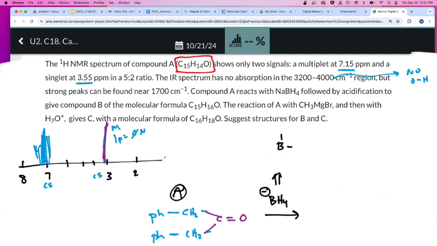It literally says it in the question. No, it doesn't. It says followed by acidification. Oh. How does borohydride react? As in, say again? Electrophile?